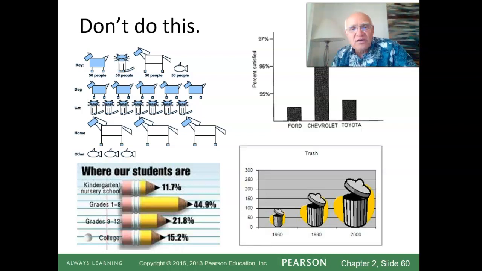And you see on the lower right, this is a very common kind of thing to do. The trash example: you see that what they did was the trash can not only gets taller, but it gets bigger, so that the increase in area makes it look like an even bigger difference than what you would see if it was a regular bar chart. The trash cans are getting wider as well as taller, which is a distortion.